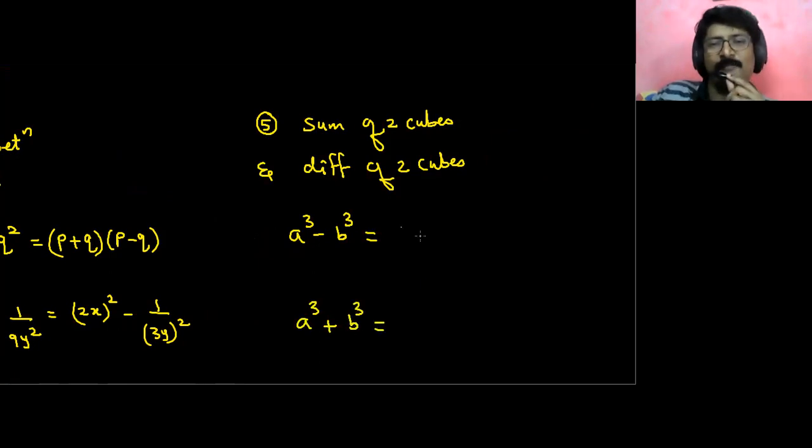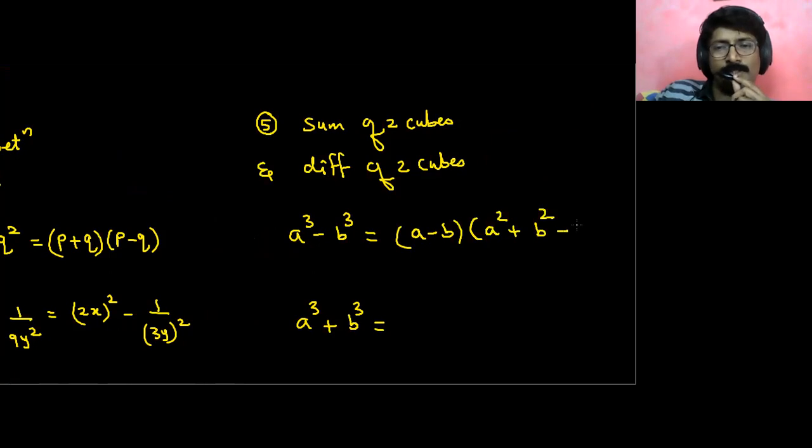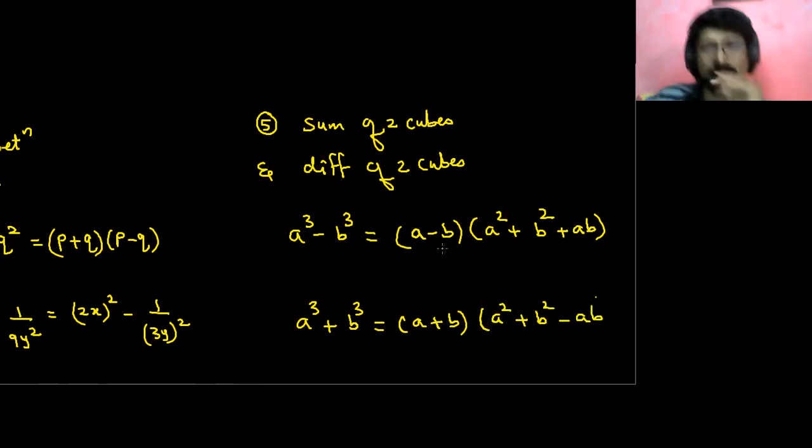We have already learned these, but anyway we can just write down like this: a minus b into the bracket a square plus b square plus ab, and for a cube plus b cube, what will it be? A plus b in first bracket, and in second bracket a square plus b square minus ab. Now see, there are two signs which you have to take care of. When it is negative, this would be negative and this would be positive ab. Notice that there is no 2ab. Did you notice that there is no 2ab, there is single ab? And for a cube plus b cube, if this is plus, then this would be plus and ab would be negative.